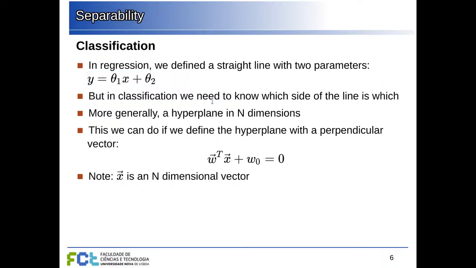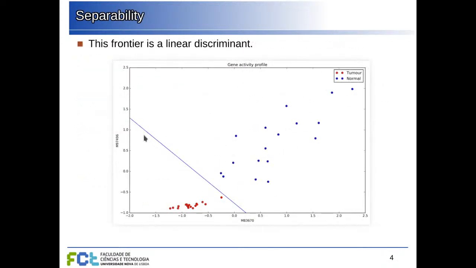In classification, we don't need just the line, we also need to know which side of the line corresponds to which class. More generally, if we have a hyperplane in n dimensions, we need to know which side of the hyperplane corresponds to each class. So it's not enough to just draw this line here. We need to know that normal cells are on this side and tumor cells are on that side.